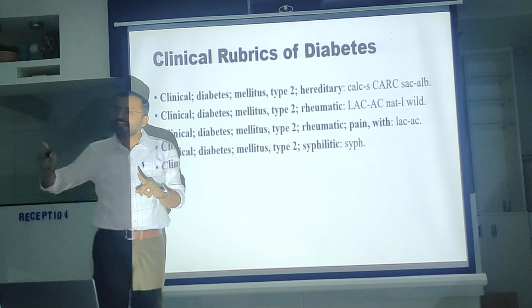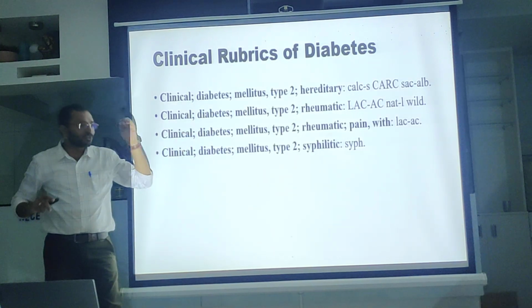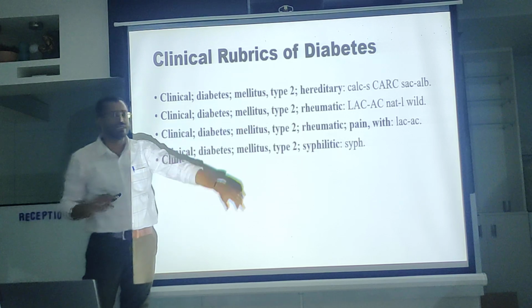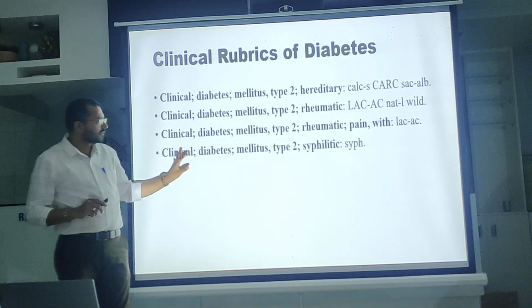So why is Calcarea sulf there in many rubrics? Because Calcarea sulf is a good remedy for diabetes. Hereditary: Carcinosin, Calcarea sulf, sacrum albo. Diabetic with rheumatic: lactic acid.